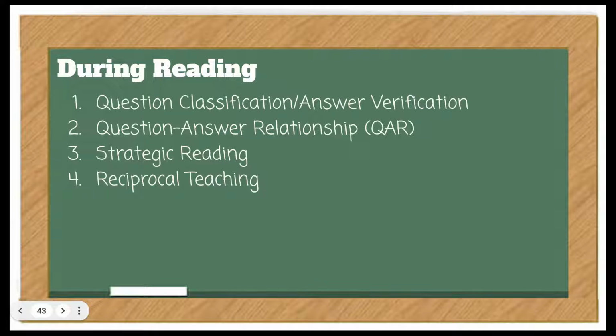The third instructional strategy that you can use during the reading is called strategic reading. These are explicit strategies that you teach and use throughout the reading, such as visualizing, paraphrasing, clarifying, predicting, generating questions, summarizing, and adjusting reading rate. So, as teachers, we want to be explicitly modeling these strategies.